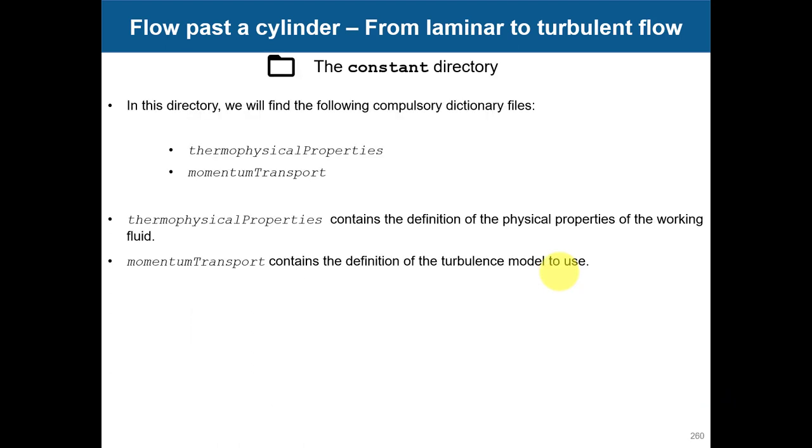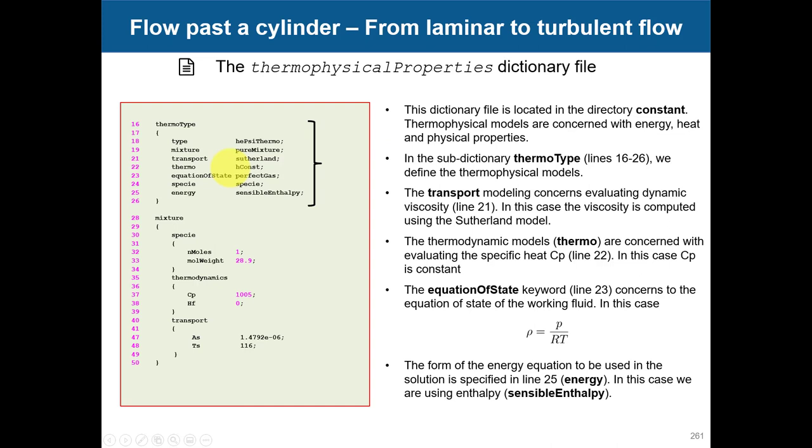The new files that we have here are thermophysicalProperties, where we define the physical properties of the flow, and the turbulence model. I'm going into details about the one where we define these physical properties. You open this file and you find this. Here's where you set up the thermodynamics models. Of specific interest is line 21, the model to compute the viscosity. You have different models.